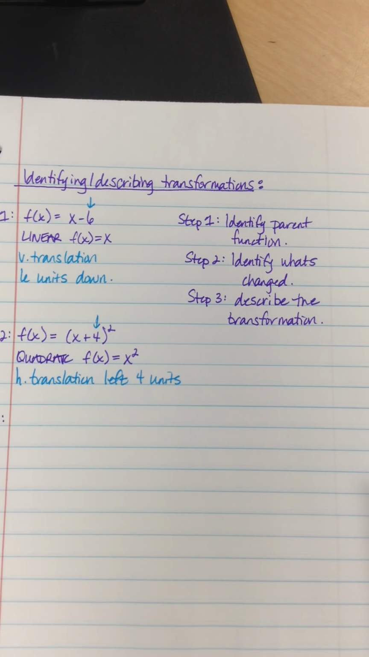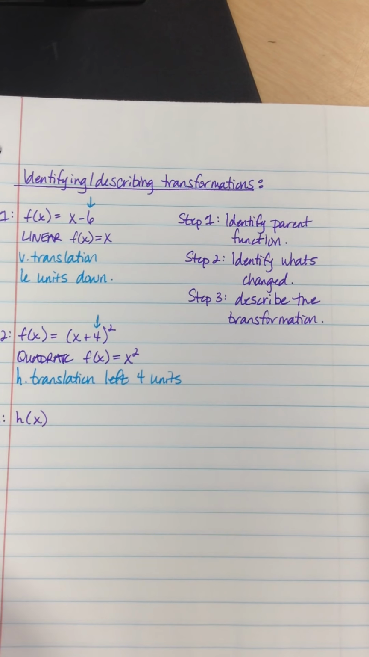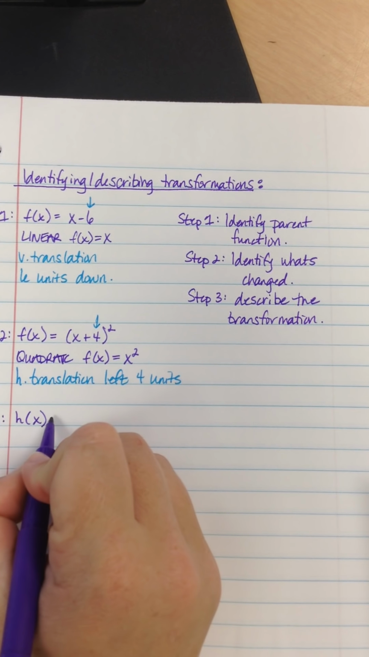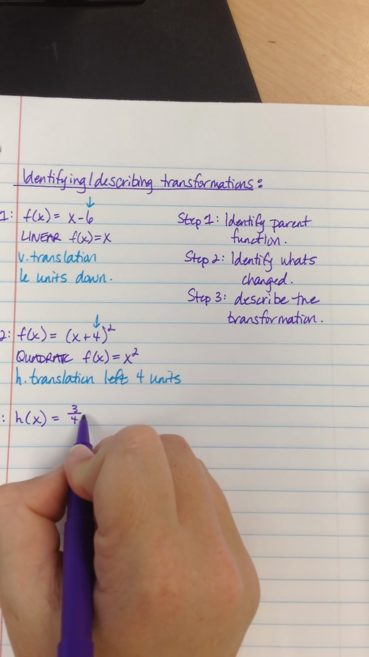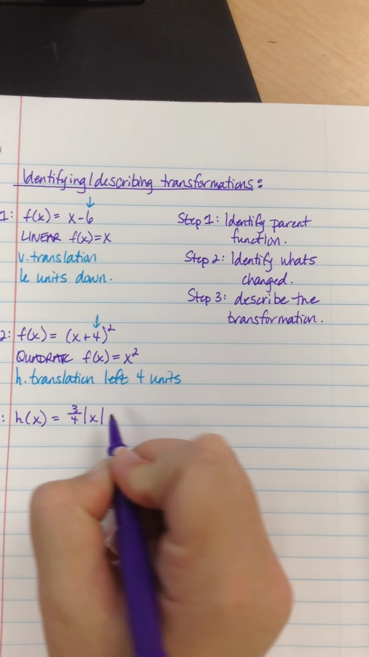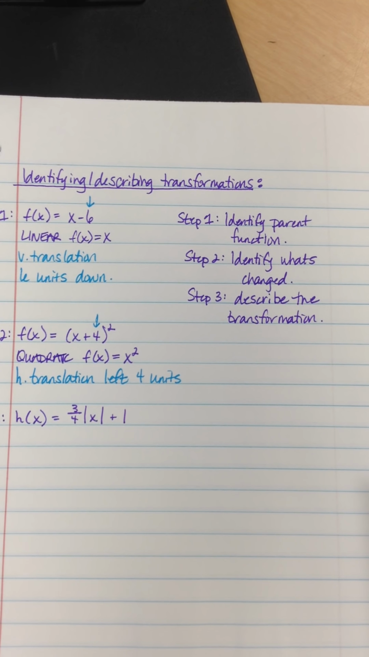Example 3, h of x. Don't let that throw you off. It's just another notation, same thing as f of x. h of x equals 3/4 absolute value of x plus 1. Okay, I'm going to do this one with you.